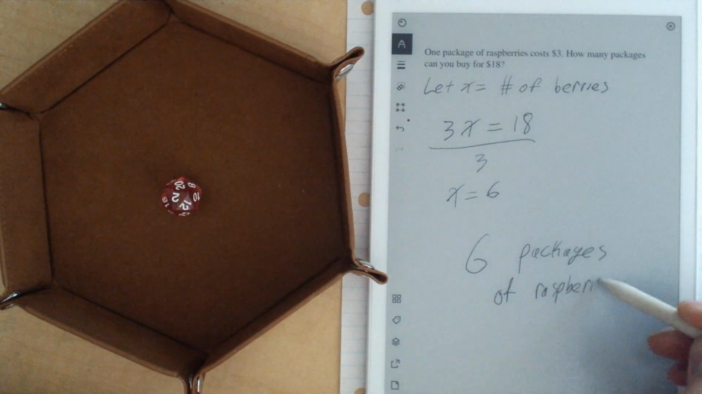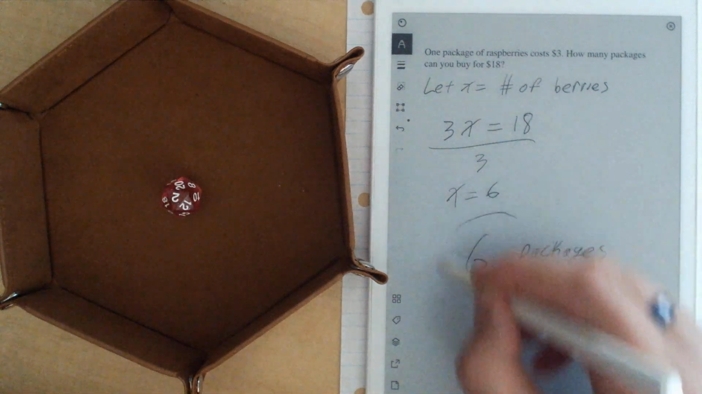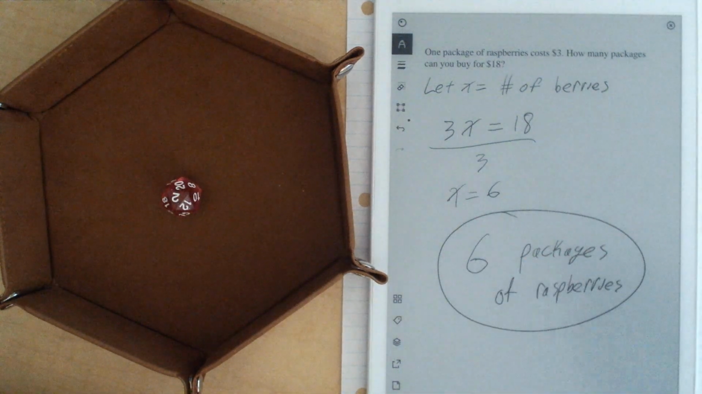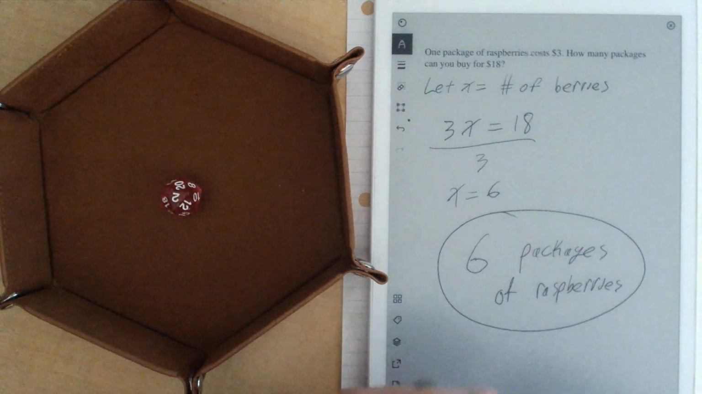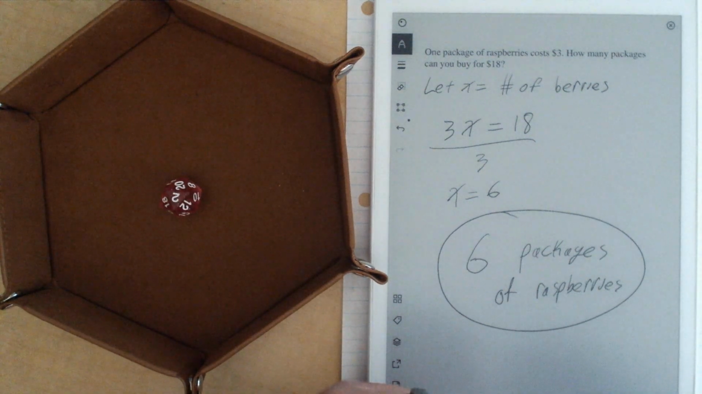All right. Now I always make sure to write my answer using words because that is what I tell my students to do. So there you go. We could buy 6 packages of berries for $18.